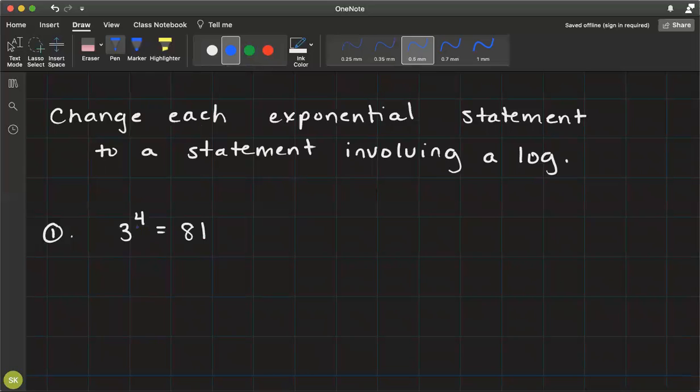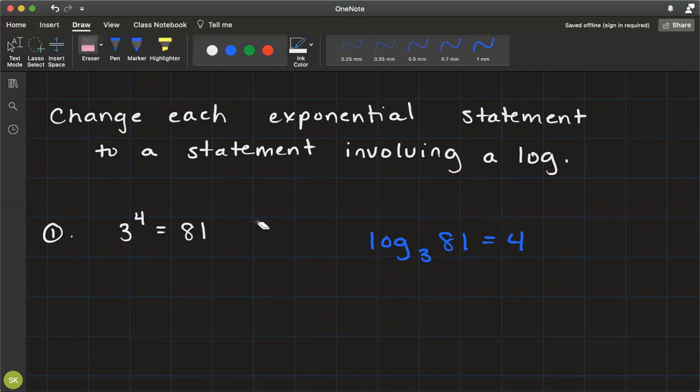Now remember what I said, to change to a log, you switch these two and then put a log in the front. So this is the same thing as log base 3 of 81 is equal to 4. So 3 to the 4th is 81. A logarithm is an exponent. So what you're asking yourself here, if I just gave you this piece here, it's like 3 to what power would give me 81? And that power is 4. So that's what this logarithm is equal to.